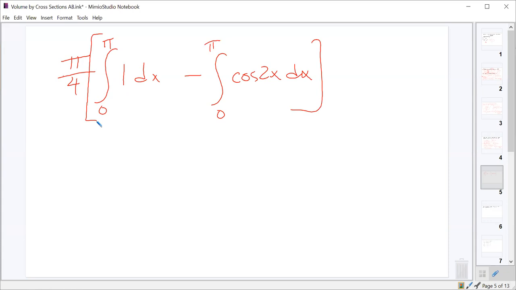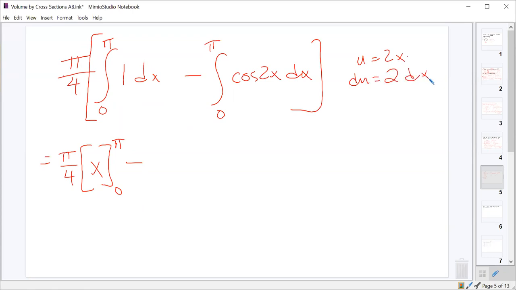And so integrating 1 should be pretty straightforward. If you integrate 1, what do you get? x. So this should become pi over 4 times x from 0 to pi minus, and then now we're going to have to do our u substitution. So how we're going to u sub on cosine 2x. u is going to need to be 2x. du is going to be 2 dx. So we'll put in a 2 and a 1/2 to cancel each other out.